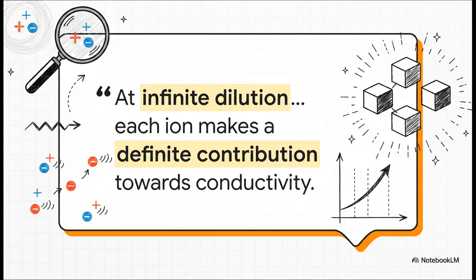It states that at infinite dilution, ions are so far apart they don't even interact with each other anymore. Each cation and anion makes a definite, independent contribution to the conductivity. Because of this, we can literally piece together the maximum conductance of a weak electrolyte just by adding up the known values of its individual ions. It's a really elegant workaround.